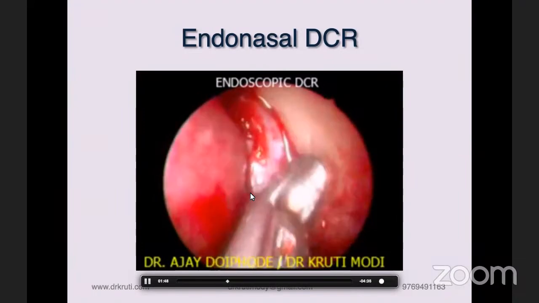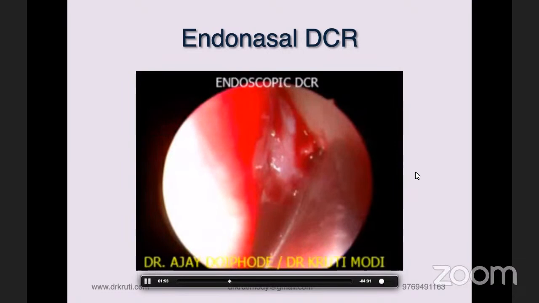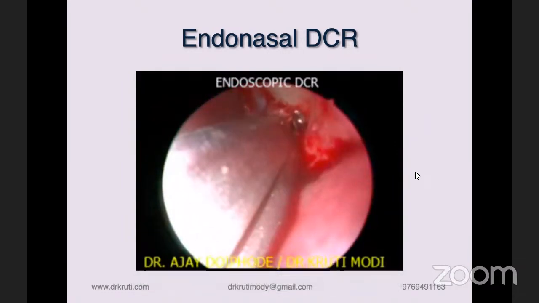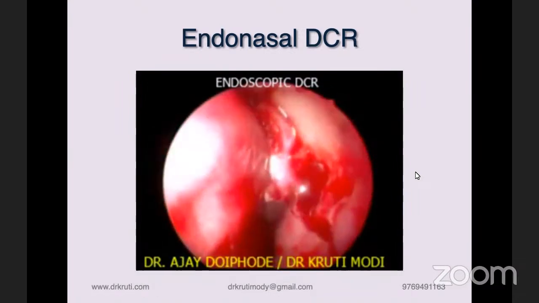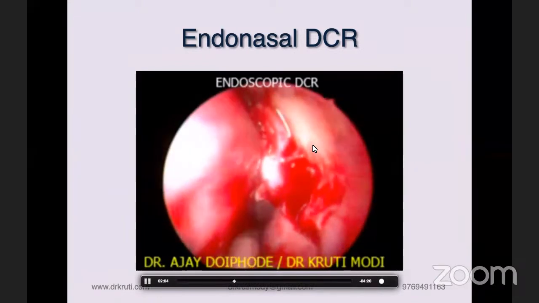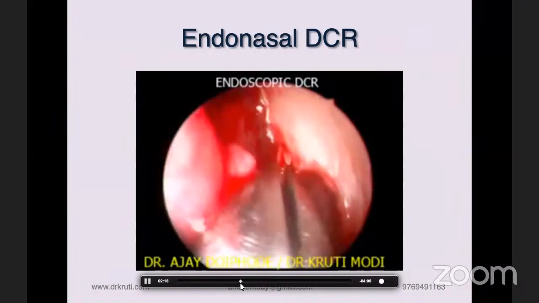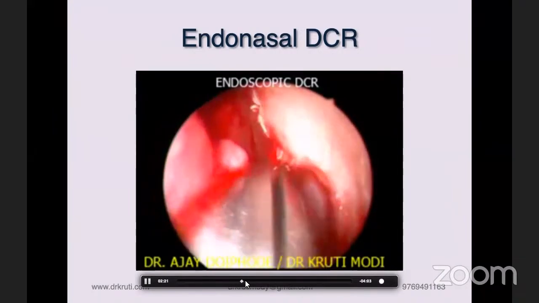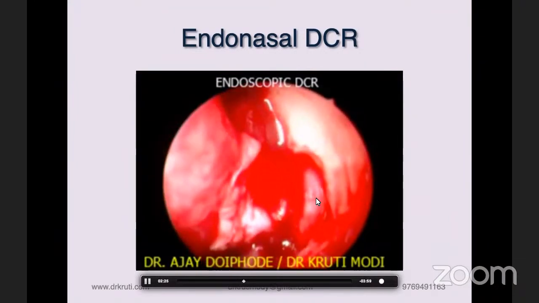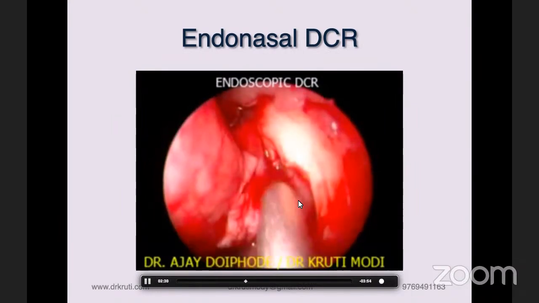So I hope you've got the orientation. This is medial, this is lateral, this is where your sac is. This is the next punch. So this is where the punch is happening. This is your bone that we have exposed. I'll just go ahead a little. We are just extending the punch further. You can see the sac over here. This is your lacrimal sac through the punch, beyond the punch.